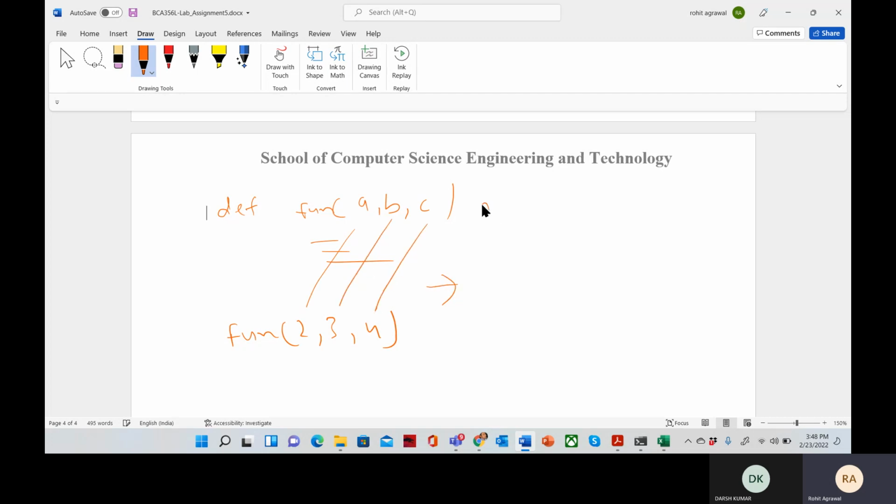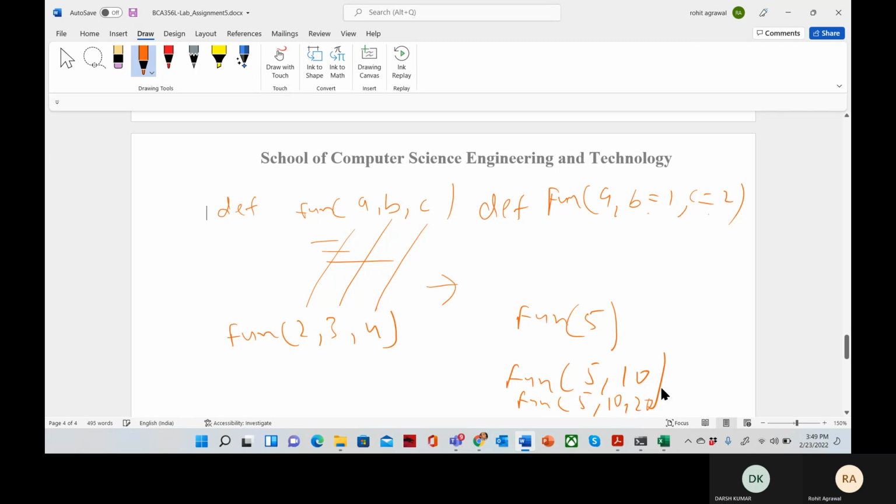Now suppose I am writing this def function with A, B equals 1, C equals 2. So you can call this function using one parameter only. By default B is 1, by default C is 2. Yes or no? Or you can use this itself, so A is 1, B is 10, or you can use this. Am I right? So B is 10 and C is 2, 20. I think you remember from the Python class.